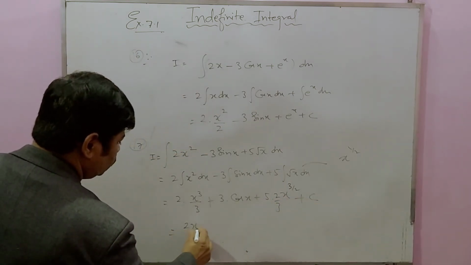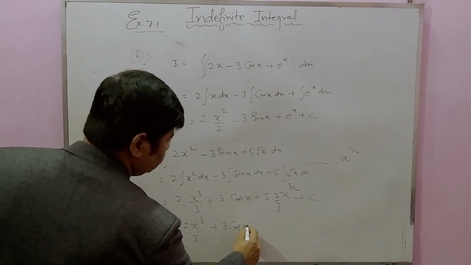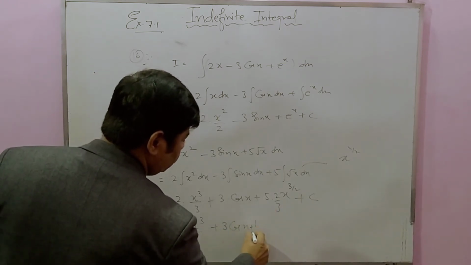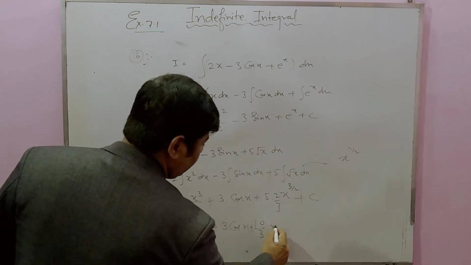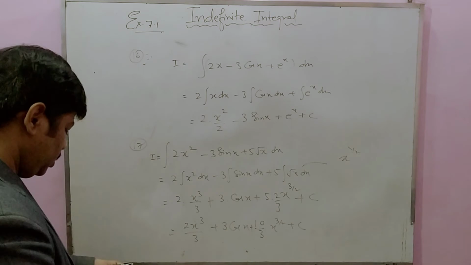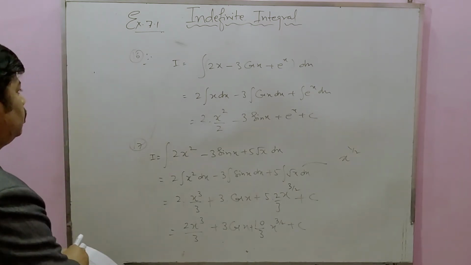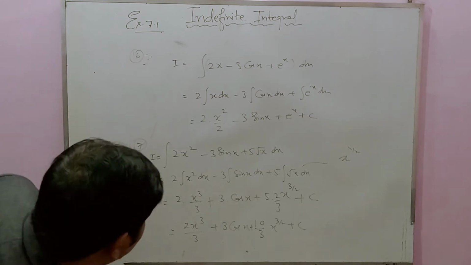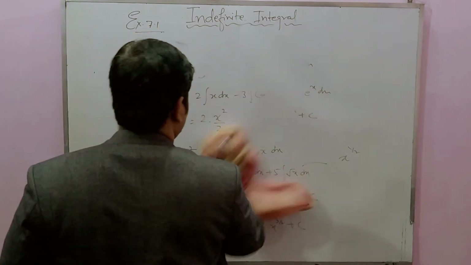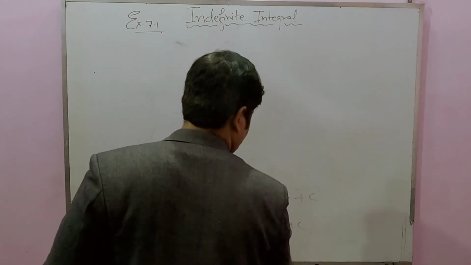So 2x cube upon 3 plus 3 cos x and 10 upon 3 x to the power 3 by 2 plus c. Okay, this is your answer to question number 17. So now I am going to teach you question number 18.